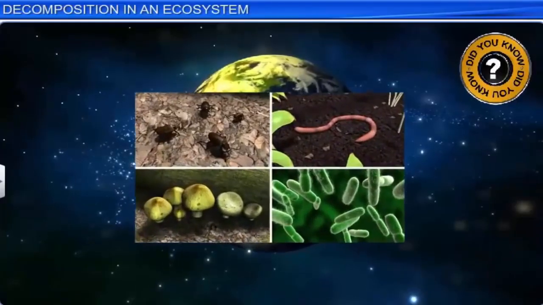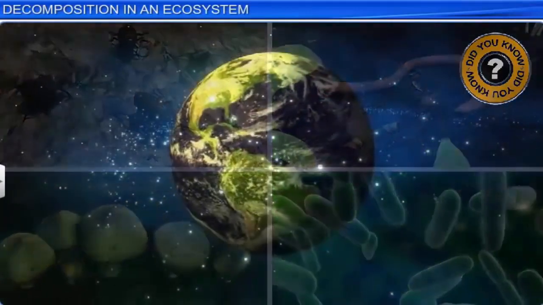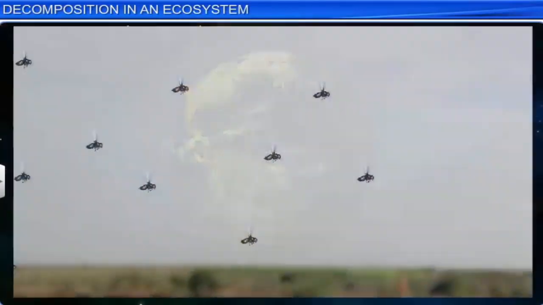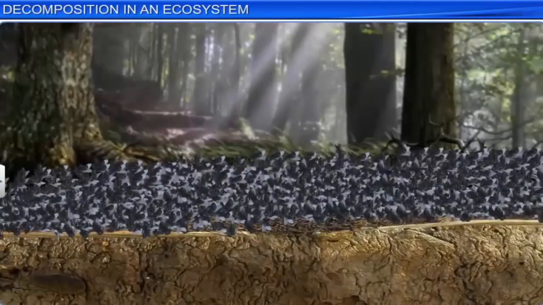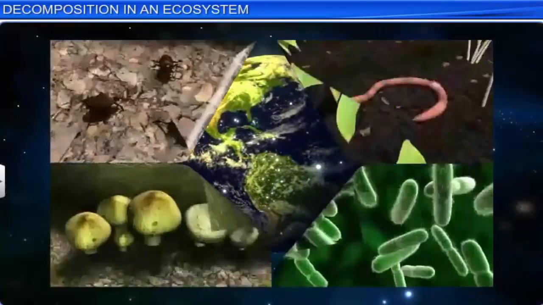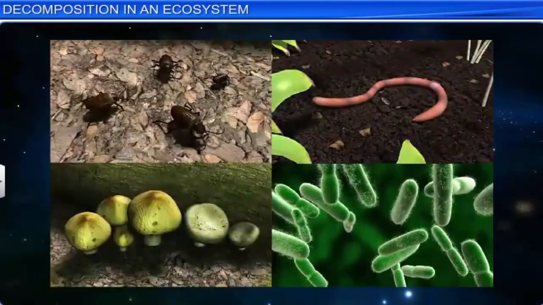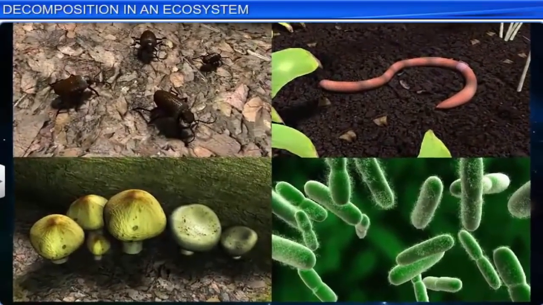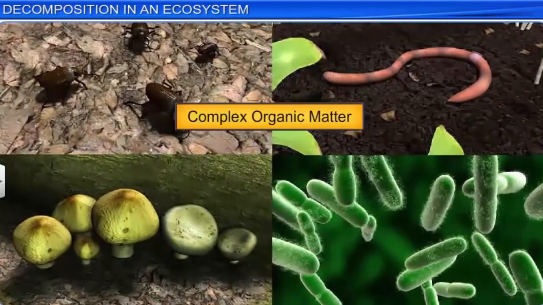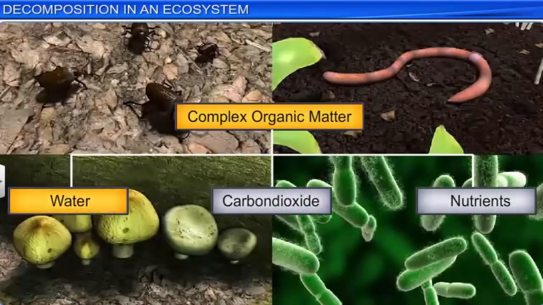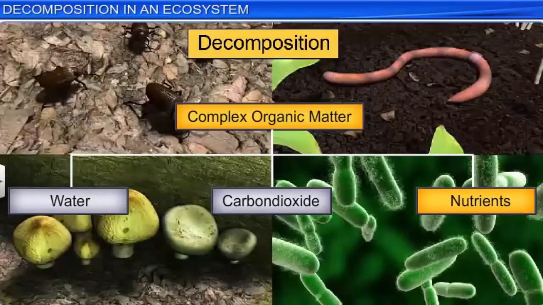Did you know that if decomposers did not exist, the earth would be covered by a layer of dead flies about 20 feet deep within a month? Decomposers play a very important role in keeping our environment clean. They break down complex organic matter and convert it into simple inorganic substances like water, carbon dioxide, and nutrients. This natural process is known as decomposition.